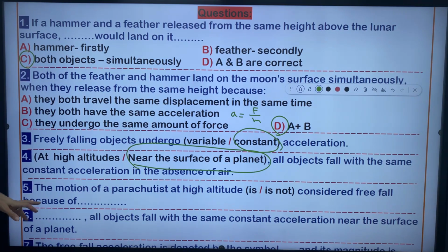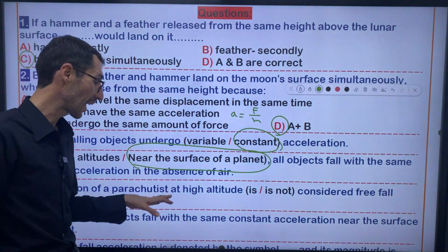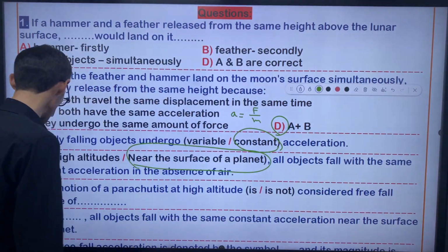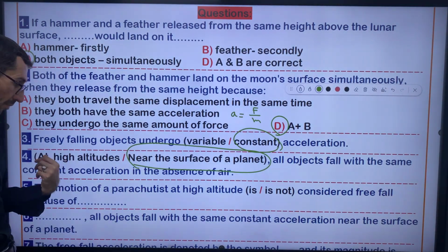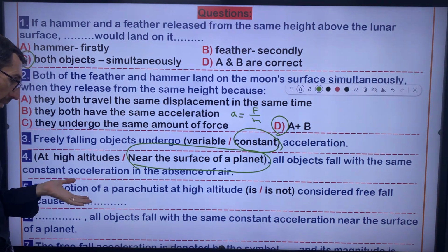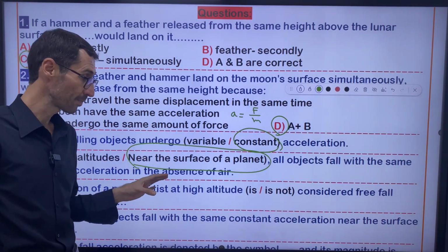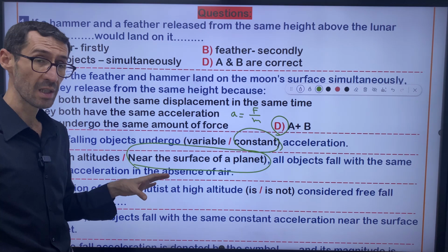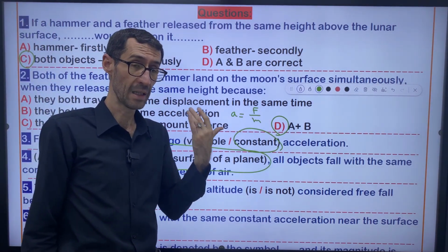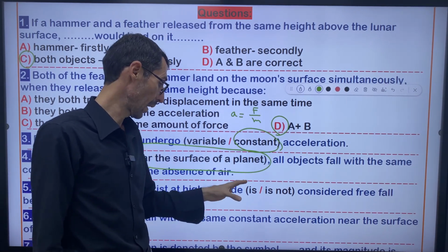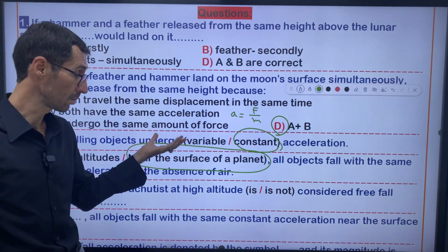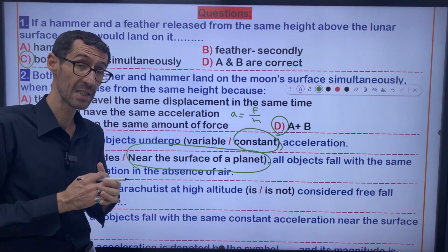Number 5: the motion of a parachutist at high altitude is or is not considered free fall because of, what's the reason? Actually, because parachutists exist at high altitude, its body or its parachute undergoes air resistance.